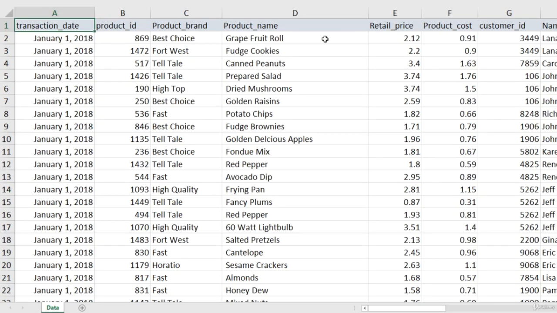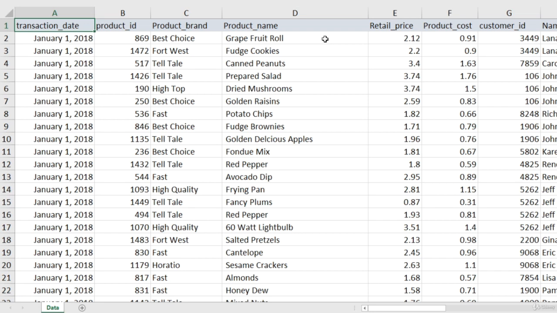Hello and welcome to Microsoft Excel data analysis section. In this section, you are going to learn how to analyze data and how to find the answers to all the complicated questions you may have related to this data.